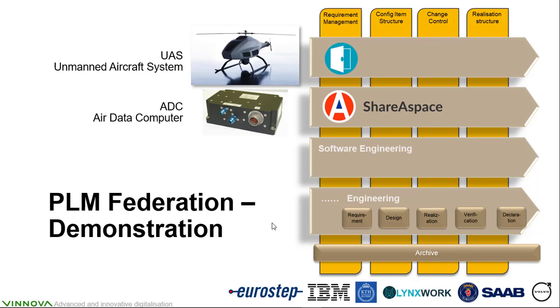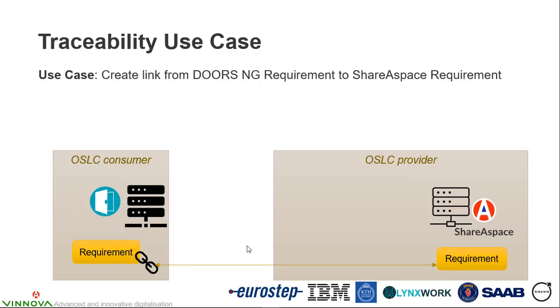This is a demonstration of PLM federation. The scenario is where a systems engineer of an unmanned aircraft system, or UAS, is creating a traceability link from a requirement in Doors to a requirement from a supplier of air data computers that is in ShareAspace. The demonstration will show how the Helipal 2 project has rapidly developed an adapter for ShareAspace that can be used from Doors Next Gen. This is an illustration of the use case.